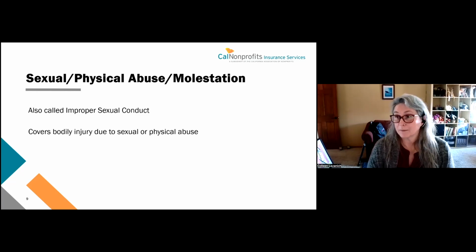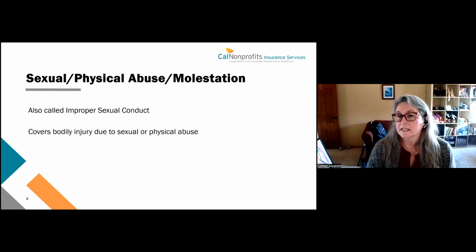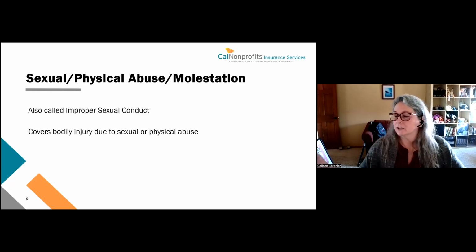If you're dealing with children or vulnerable adults, you will likely be required, in some funding contract or somewhere else, and you'll also probably want to carry some sort of coverage that comes under a number of names. Sometimes it's just called sexual abuse. Sometimes it's called physical abuse. One of the largest nonprofit carriers in California calls it improper sexual conduct. So there's a lot of names for this, but this is covering the bodily injury due to sexual or physical abuse. And that description can have a lot of exclusions in it.